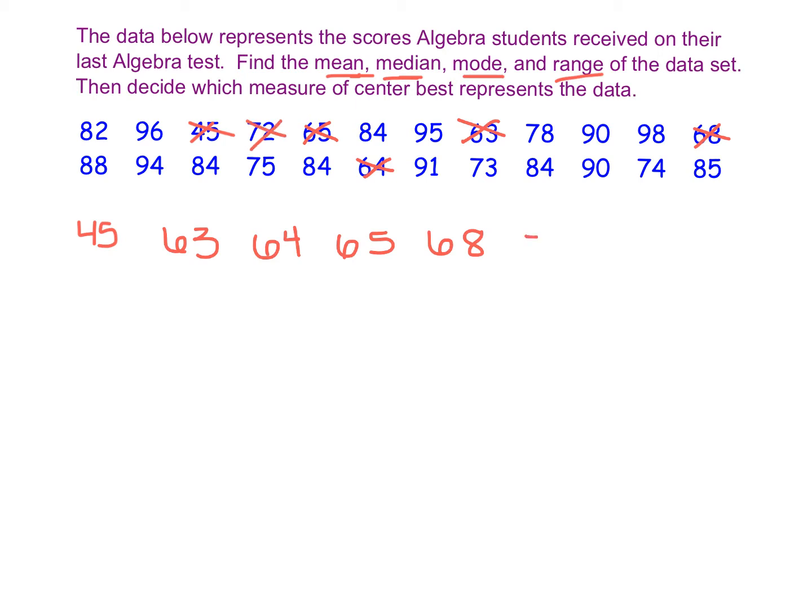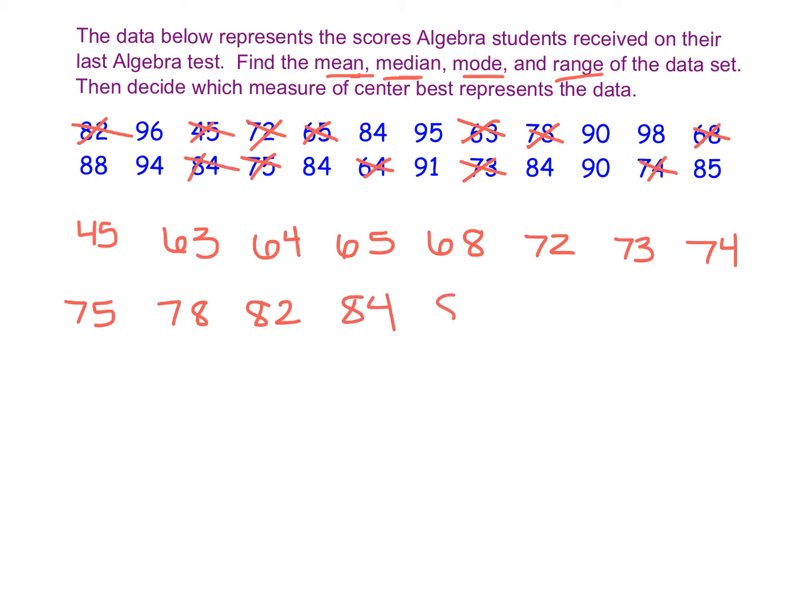Then I start looking at the 70s, and I notice I have quite a few 70s as well. So I have 72, 73, 74, 75, and 78. I then start looking at the 80s, and I notice that I have a number of 80s as well, so 82. I then see a couple of 84s, so I have 84, 84, 84, 84. I can then see an 85 and an 88.